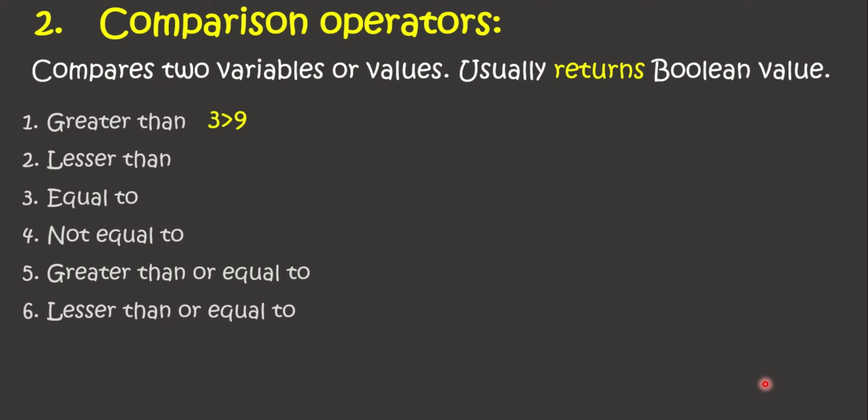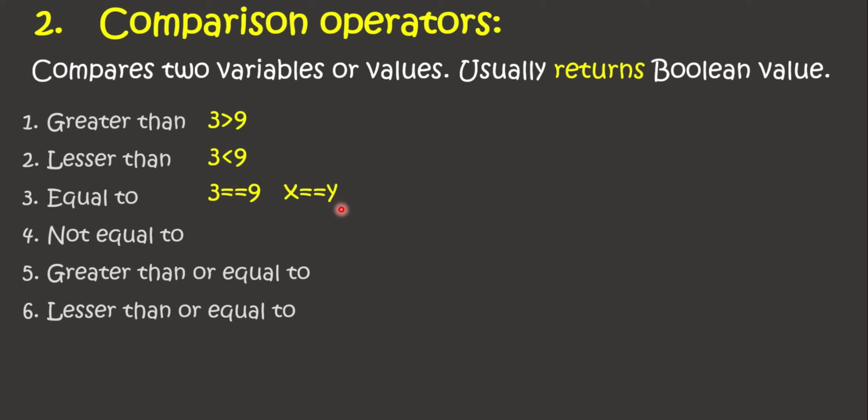So we use this symbol to denote: is it greater than 9? Well, the answer is going to be false. False is a boolean value, it is going to return false. This is going to return true because 9 is greater than 3. Equal to, we could do something like 3 equal to 9. No, this is not equal to 9.